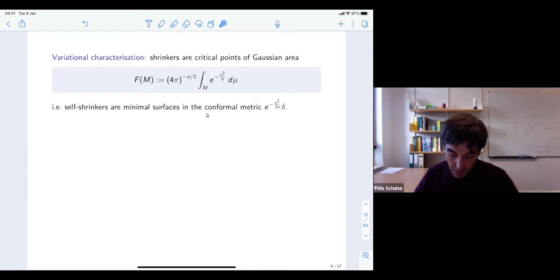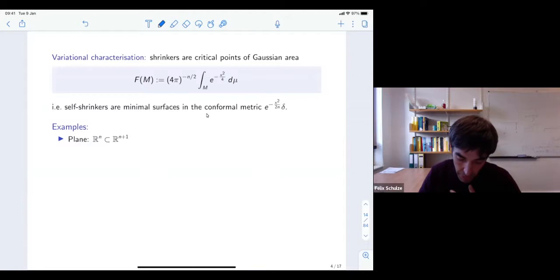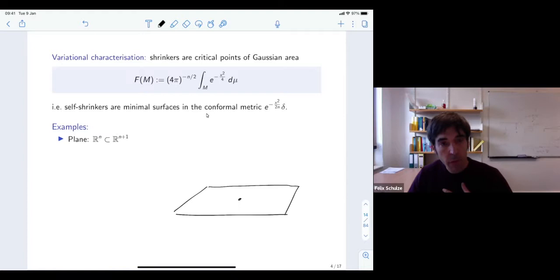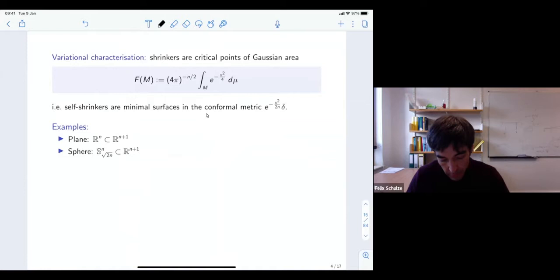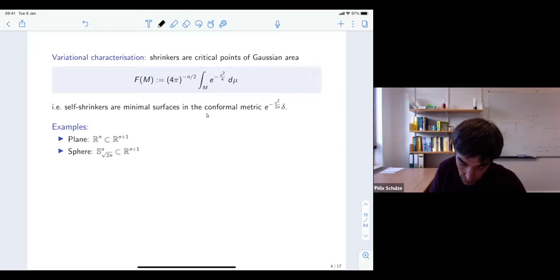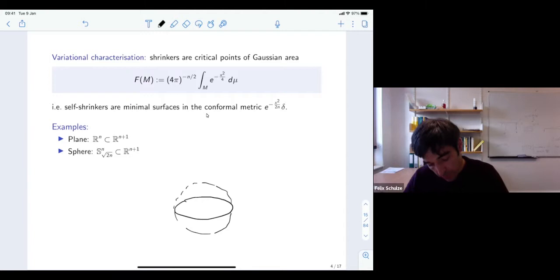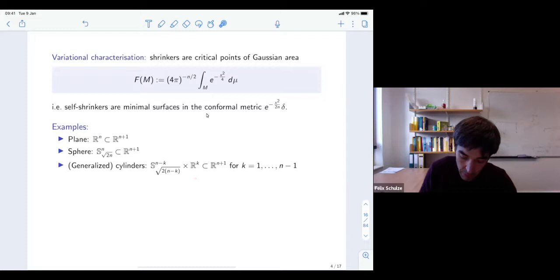What are examples? The very basic example: what is a very simple self-shrinker? It's just a plane through the origin. If you have a smooth point, that's the model, a plane which is static in time. We have seen the shrinking sphere already. But if you have a shrinking sphere, you can take products with R, so you get shrinking cylinders. You can take any dimension of the straight factor.